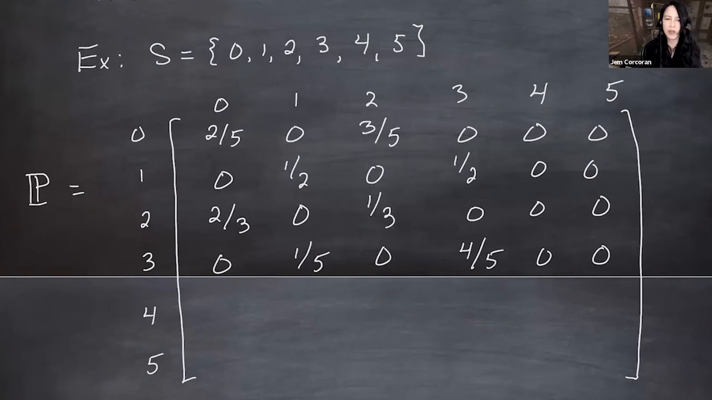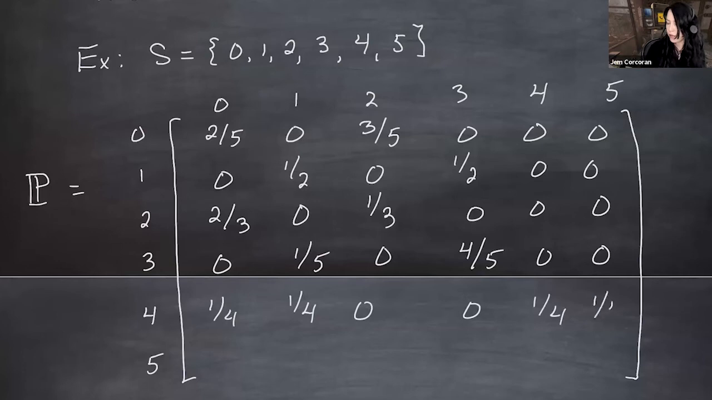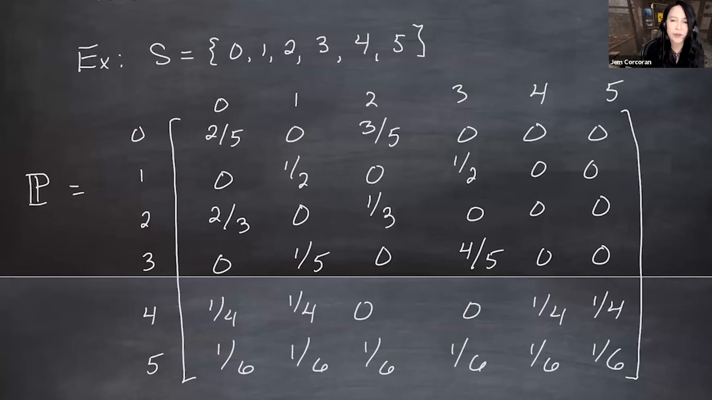And the 4th row, I'm going to let 4 go directly to state 0 and 1 and 4 and 5. And I'm going to put equal probabilities there. So 1/4, 1/4, 0, 0, 1/4, 1/4. And finally, I'm going to put just straight 1/6 across the entire 5 row. I say that weird, right? Because it's not the 5th row, it's the 6th row, but it's the row labeled by 5.